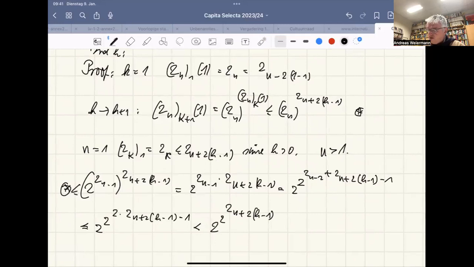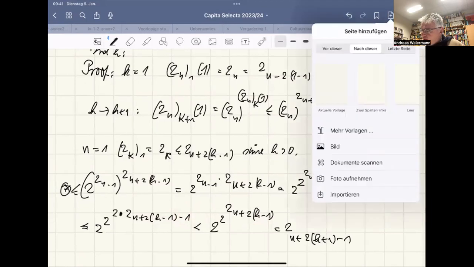So by the exponential function, 2 to the x plus 1 is bigger than 2 to the x plus 2 to the x. So here we have two additions. So if we make the exponent 1 bigger, then clearly we have this estimate. And this is the same as 2 index n plus 2k plus 1 minus 1. So we see by some sort of simple induction you get this one.